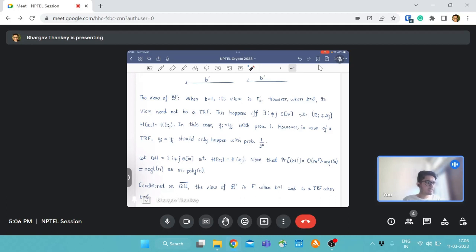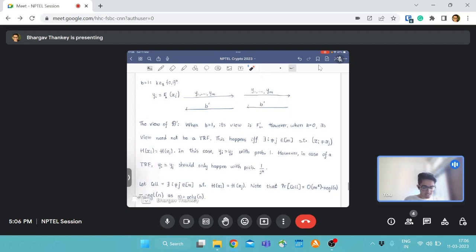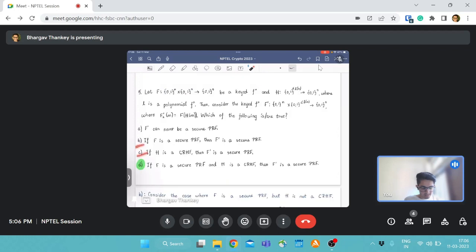So to prove that F prime is a PRF, we needed to use both the facts, and that can be seen because we already saw that B and C are incorrect. That is, when F is a secure PRF but H is not a CRHF, F prime is not a secure PRF, and when F is not a secure PRF but H is a collision resistant hash function, F prime is still not a secure PRF. So it's no surprise that we had to use both these properties crucially in this reduction. So we have shown B is not true, C is not true, D is true, and therefore A cannot be true. Is this fine?